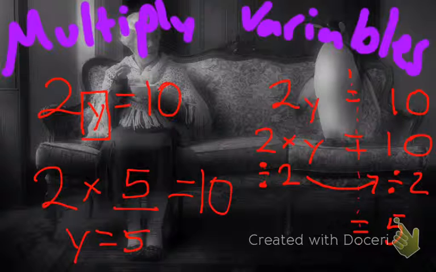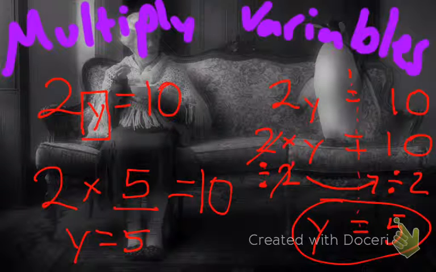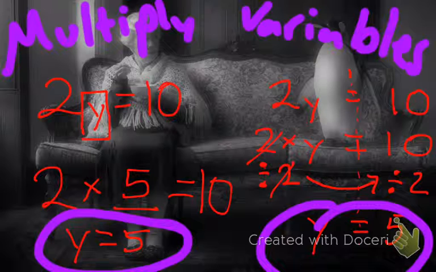and if we know we're dividing this 2, we know we can just get rid of that 2. So in this case, we have a y over here. So now we have y equals 5. No matter how you want to do it, basically we know that y equals 5.